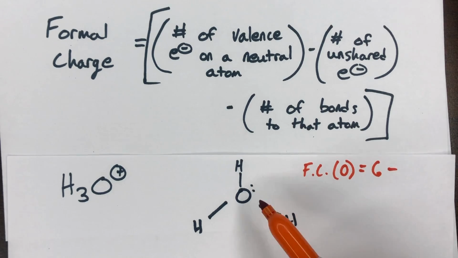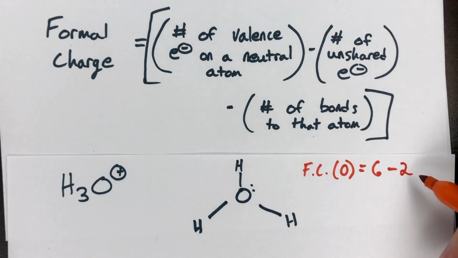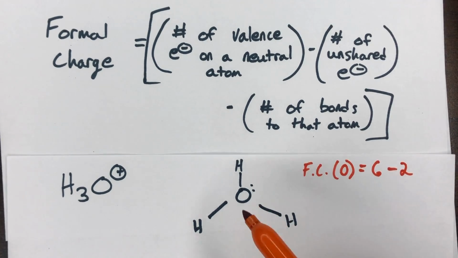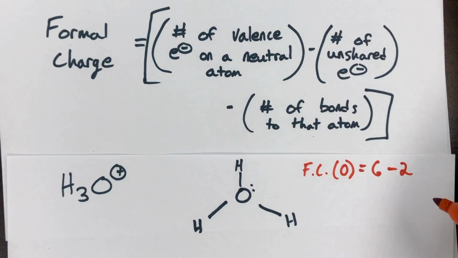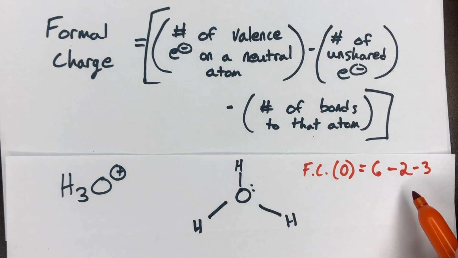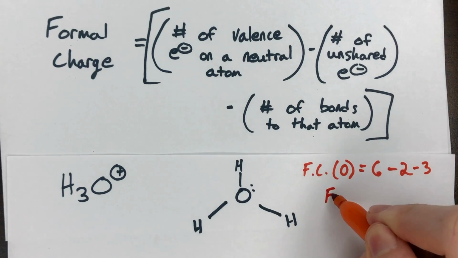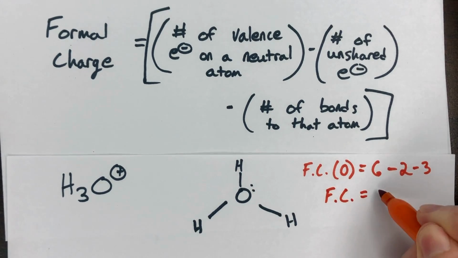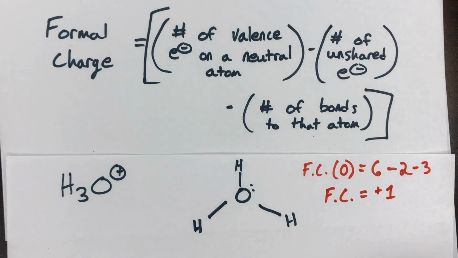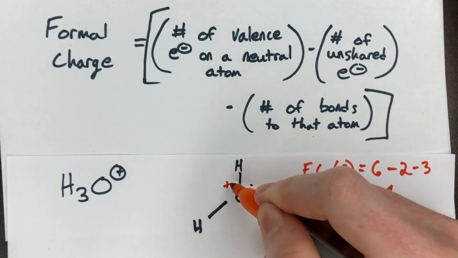So here we have 1 lone pair, that's 2 electrons. And then we count each bond from the oxygen. So that is 3 single bonds, so that is 3 electrons. So this gives us 6 minus 2 is 4, minus 3 is 1, and it's positive. So this is a formal charge of positive 1 at the oxygen.